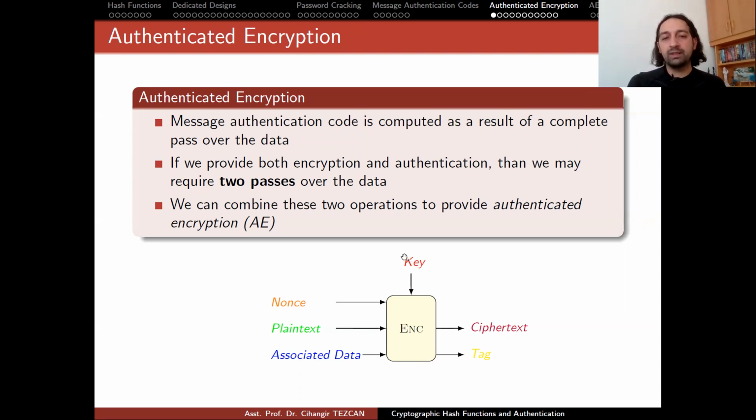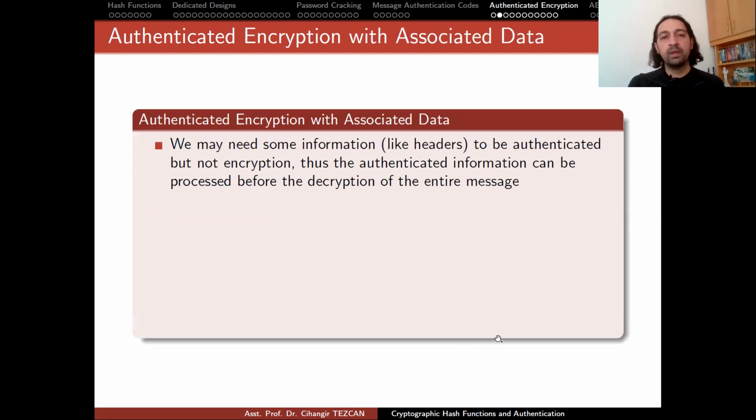So as you can see, these are the inputs of this algorithm, and as the output, you would have the ciphertext, and also you would have a tag. And this tag would allow us to check the authentication. So our aim is now to design an authenticated encryption algorithm that can do this.